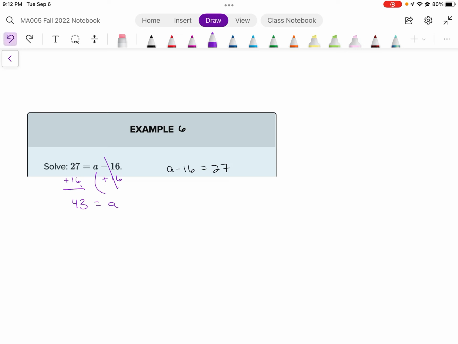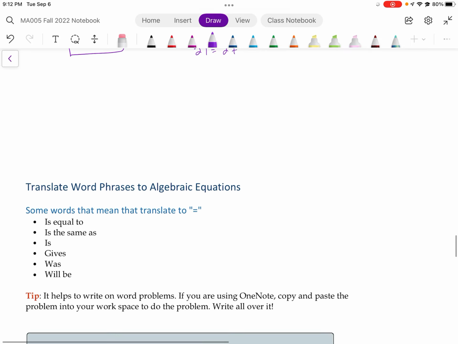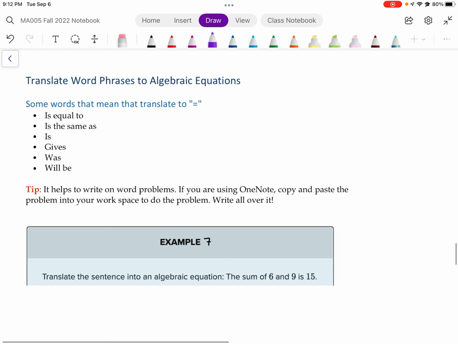All right, so our answer is 43. And you can check that by saying 43 minus 16 equals 27. Is that true? Yes, it is. So 27 equals 27 if you want to take it one more step. It does check. All right, translate word phrases to algebraic equations.